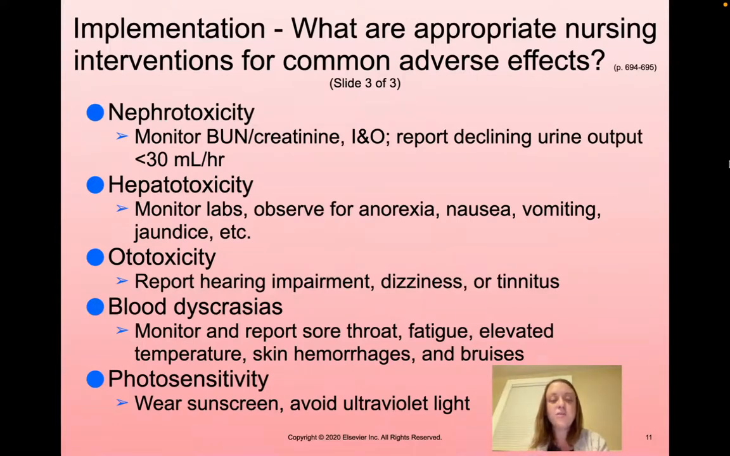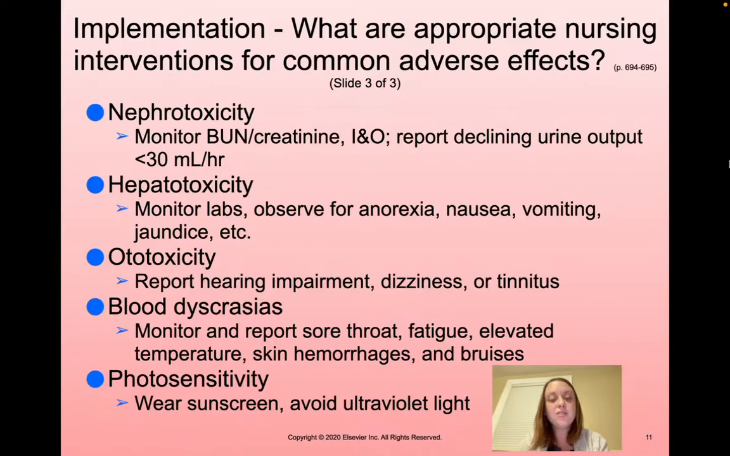For blood dyscrasias, we're looking for and reporting any signs of sore throat, fatigue, elevated temperature, skin hemorrhages, bruises, because these things are demonstrating that there could be a decrease in white blood cells. That's what sore throat, fatigue, elevated temperature can mean. It means they're having some effect on the immune response.